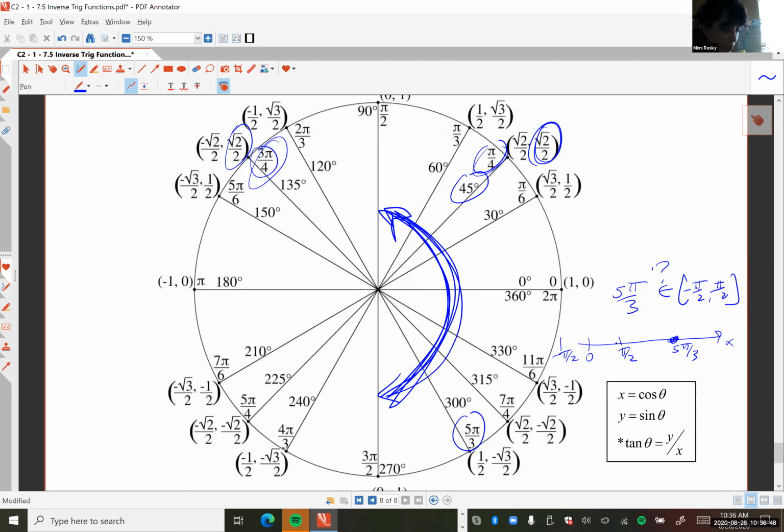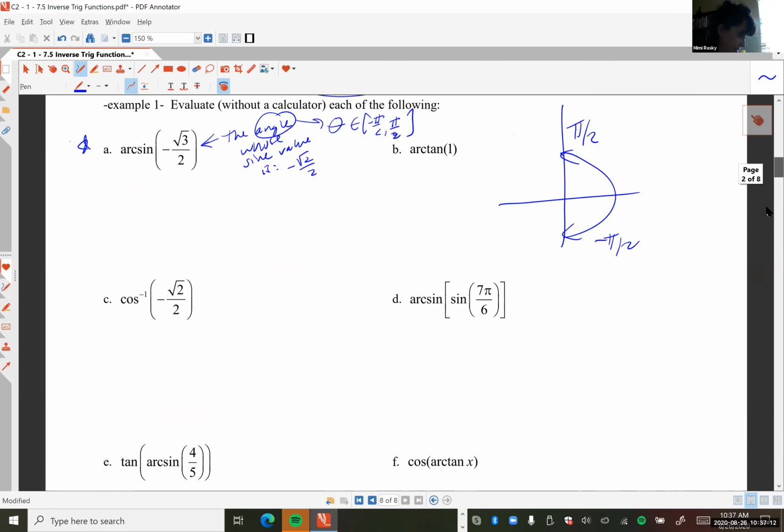So here's a tip. Give me an angle that is the same as 5 pi thirds. In other words, it's coterminal with 5 pi thirds and lives between negative pi halves and positive pi halves on the number line. So it would be negative pi over 3. Perfect. Negative pi thirds is correct.